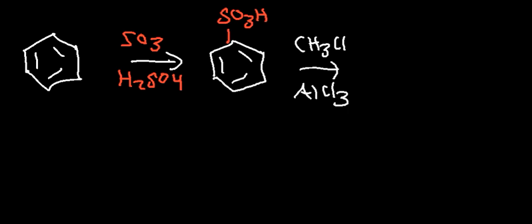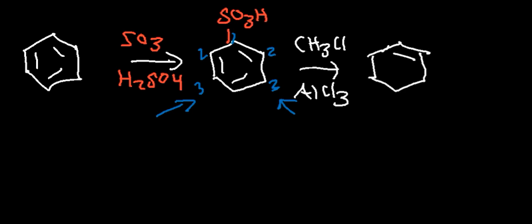And meta is basically on the third carbon from the directing group. So this is carbon 1, and that's 2, this is carbon 3. This is also carbon 3. So the methyl group can go here or here. But because of symmetry, those two positions are identical. So we simply have to put it on one of them. So we're going to put the methyl group here.